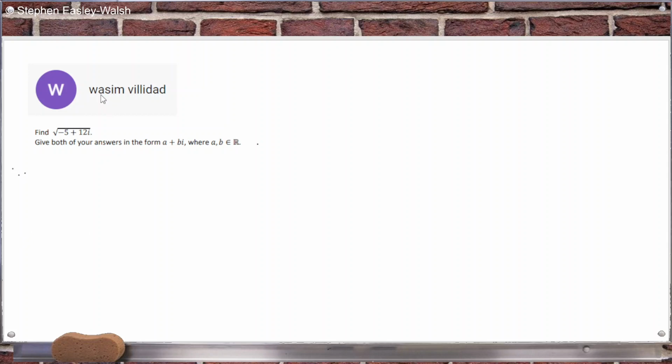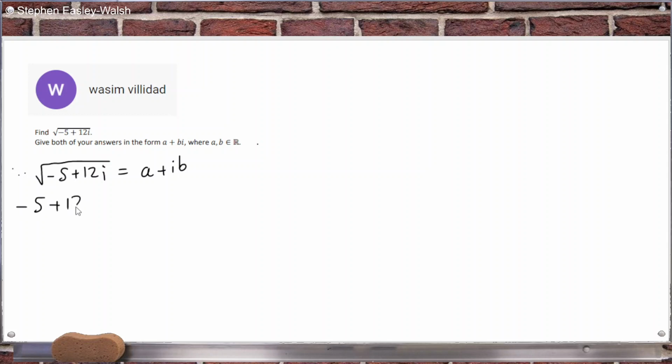So I want to thank Wasim Villidad for pointing out a rather nice way to find the square root of a complex number. So start off by saying the square root of minus 5 plus 12i equals a plus ib, as suggested in the question. And then you square both sides.